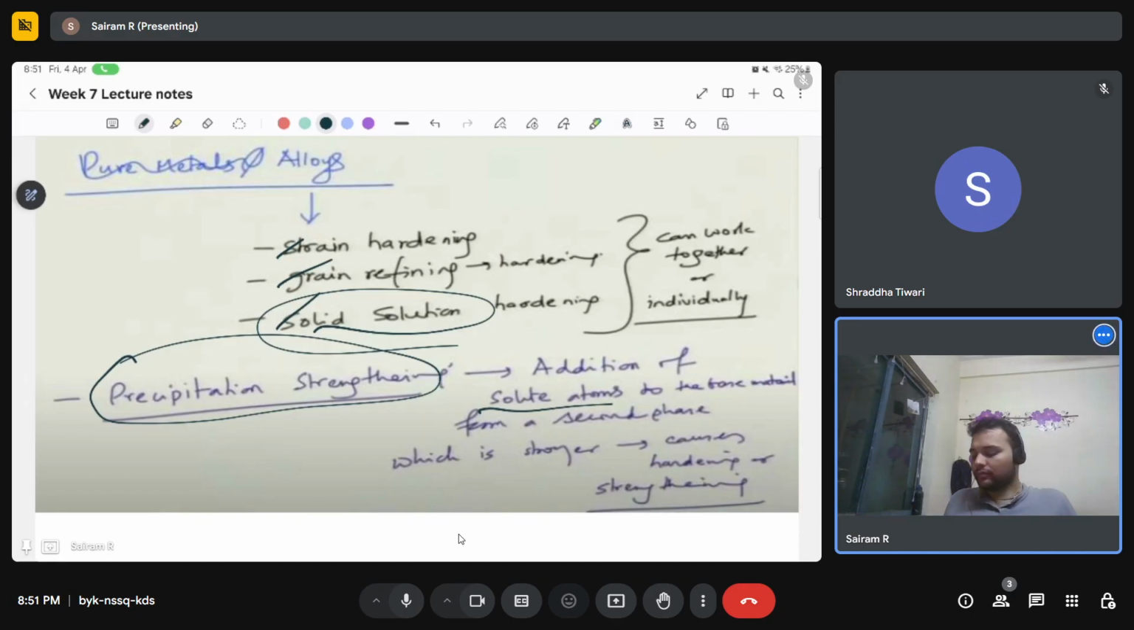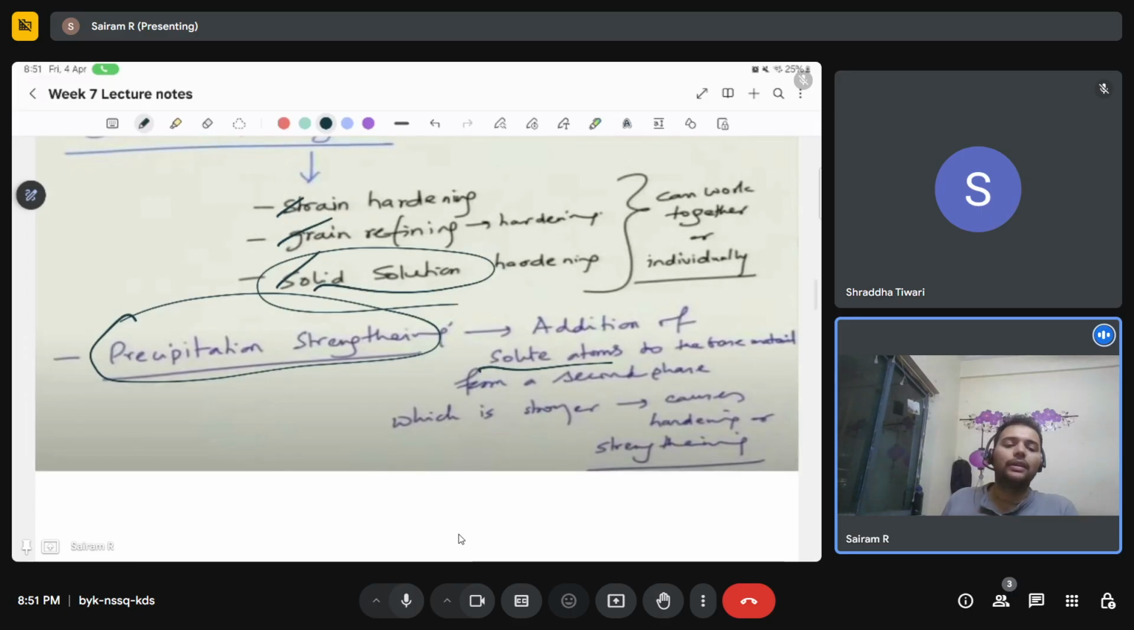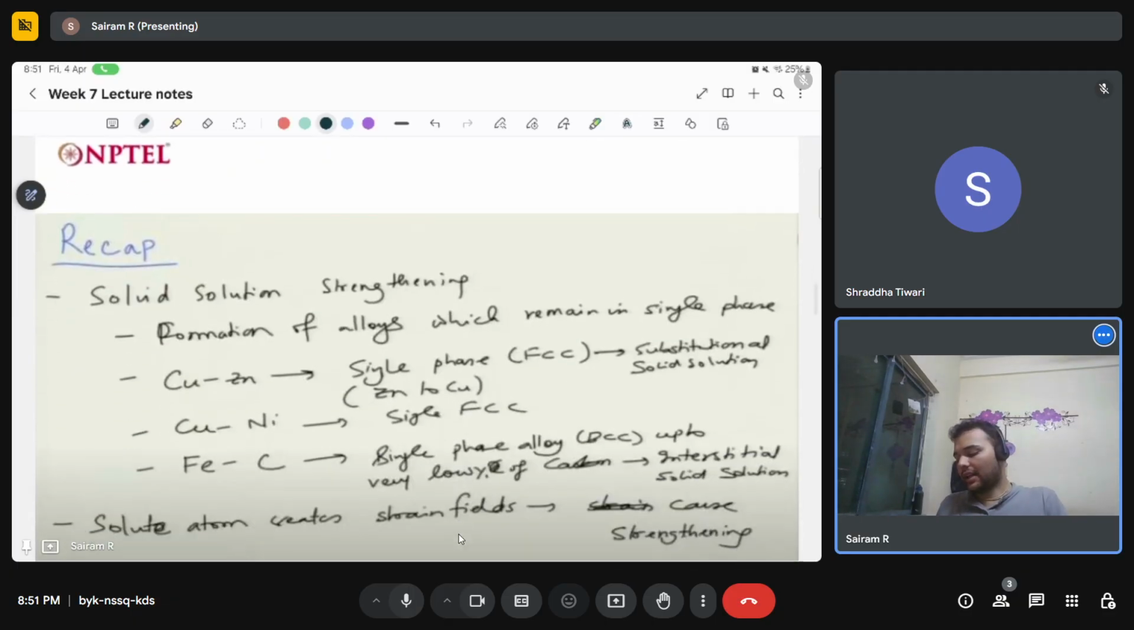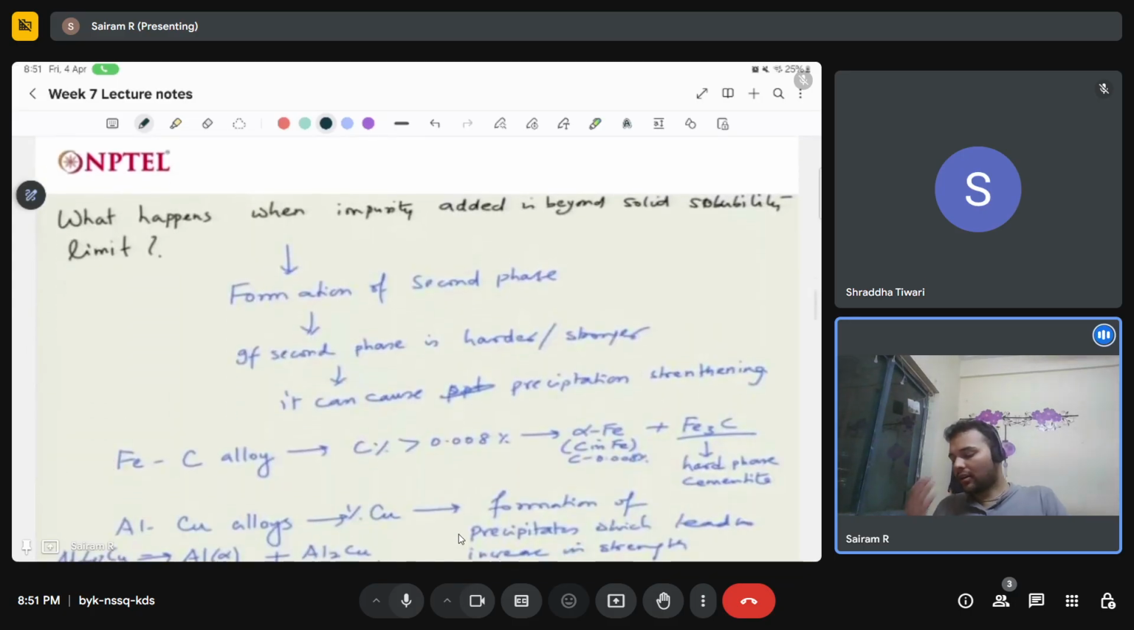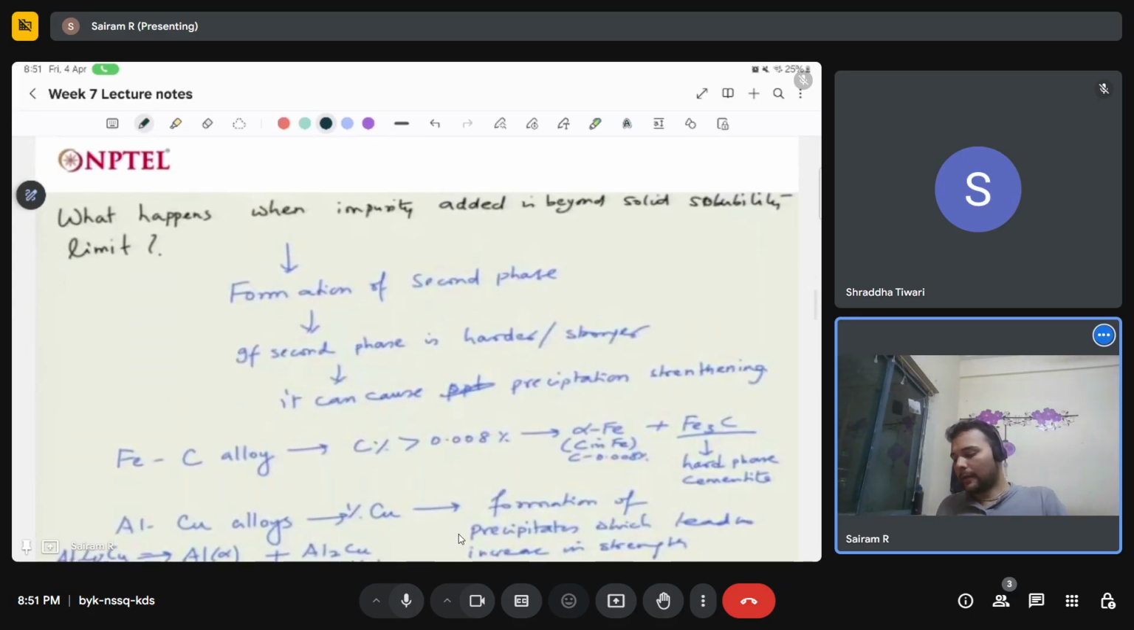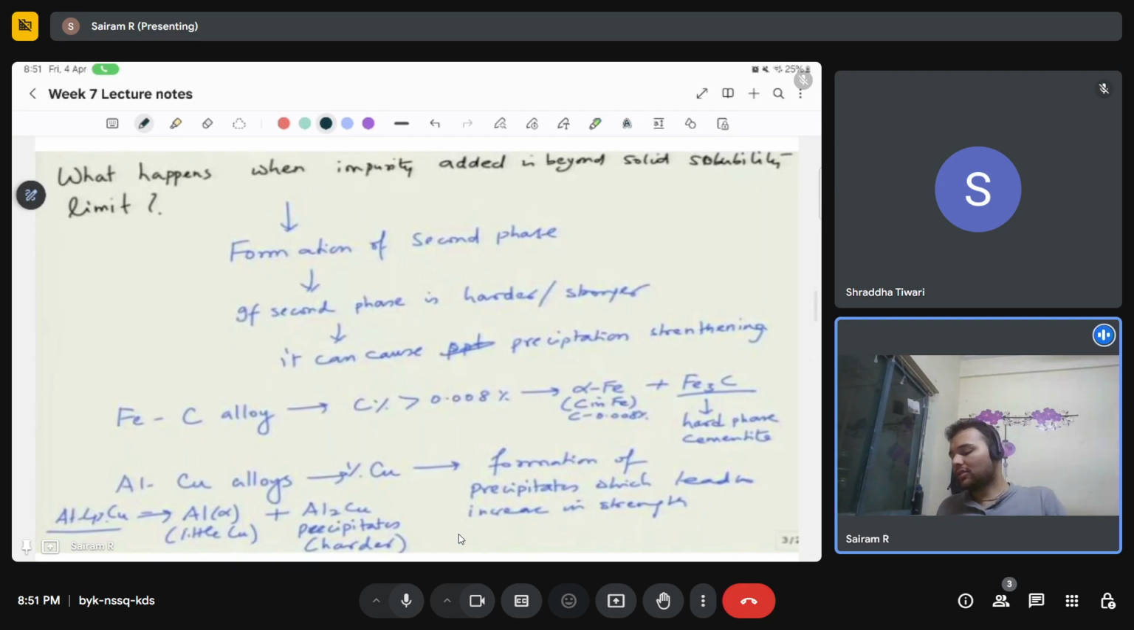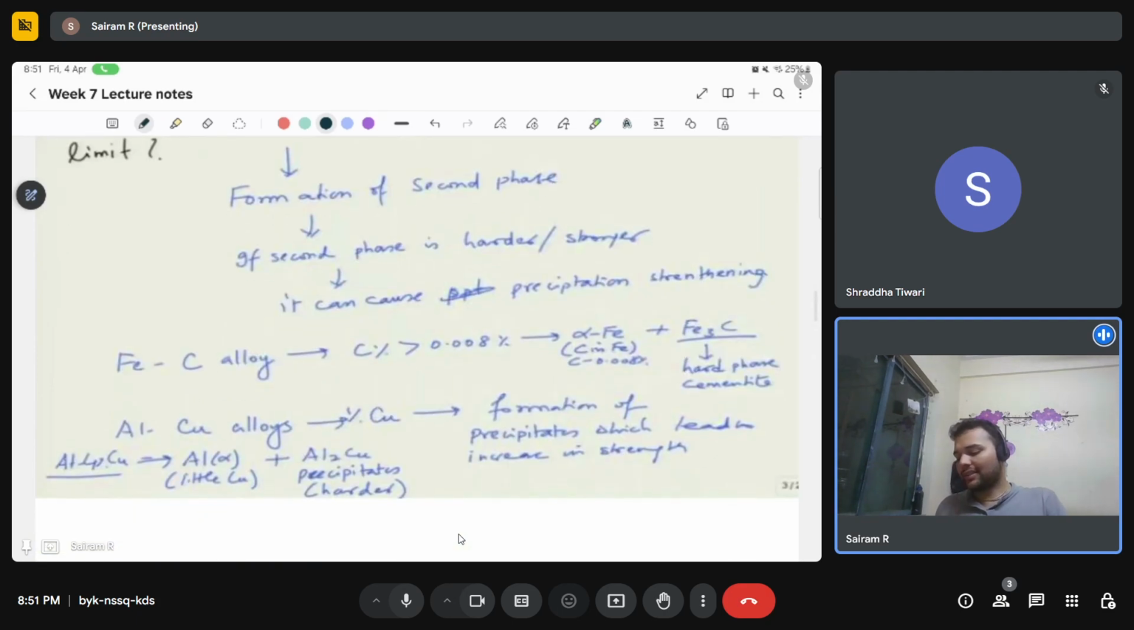But for precipitation hardening to take place, we are interested in the formation of a second phase, right? What happens when the impurity added is beyond the solid solubility limit is the formation of a second phase, harder and stronger, and it can cause precipitation strengthening, right? So this is what precipitation strengthening is all about.